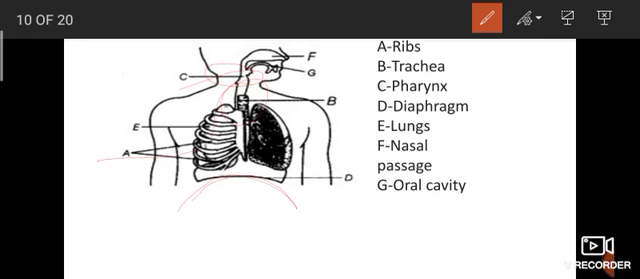Which one is the reason for hiccups? Because of the diaphragm. Next one, E. E is lungs. Next one, F. Nostrils. G. Oral cavity, buccal cavity. Oral cavity or buccal cavity. Some of them write buccal cavity.